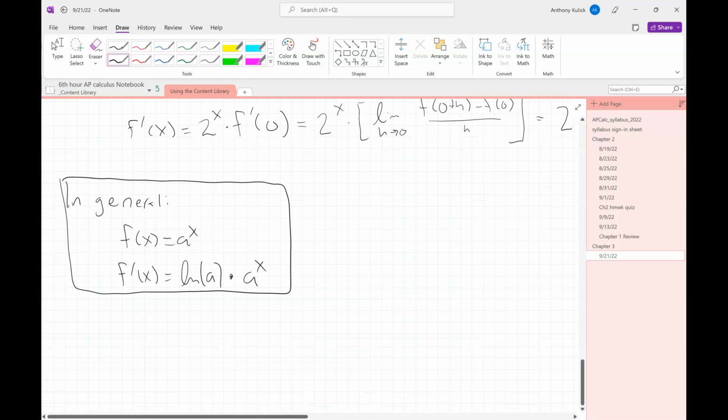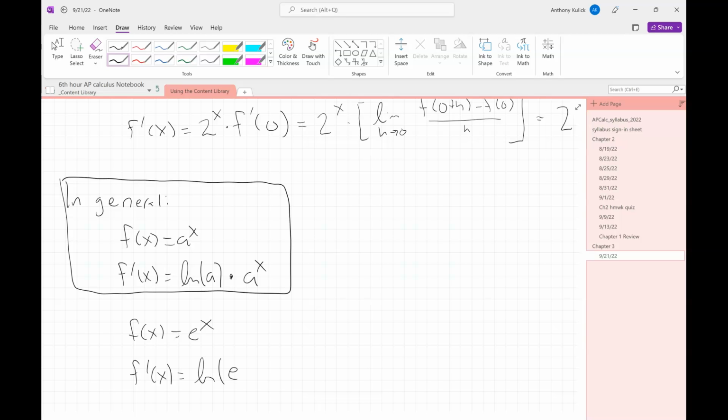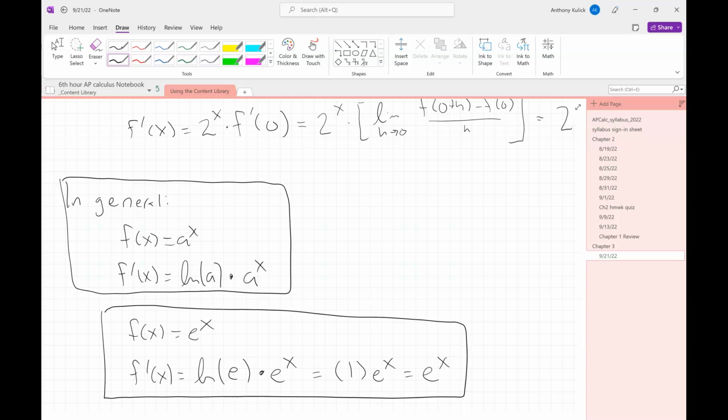All right. So what's going to happen if f of x is equal to e to the x then? Well, I get that, right? What's the natural log of e? 1. Yes. So wait, Mr. Kulik, what? The derivative of e to the x is e to the x. Yeah. That is a theorem. You can use that.